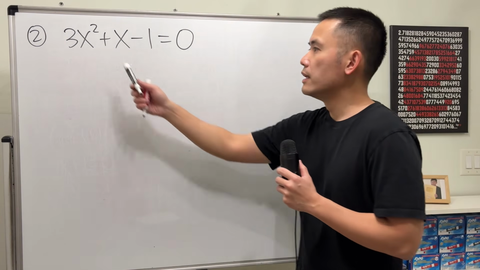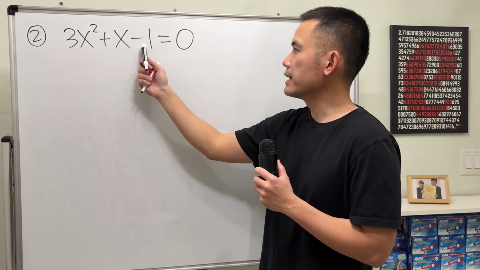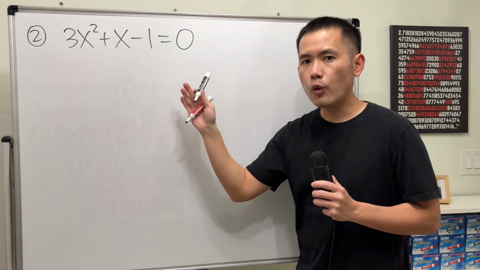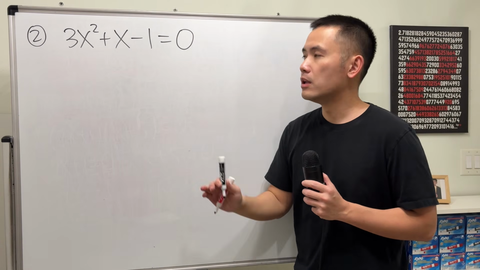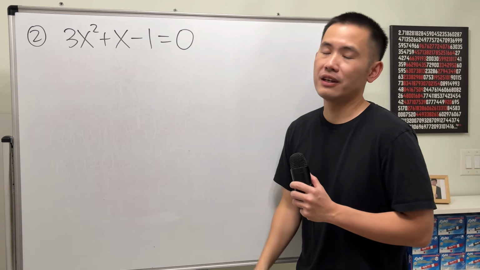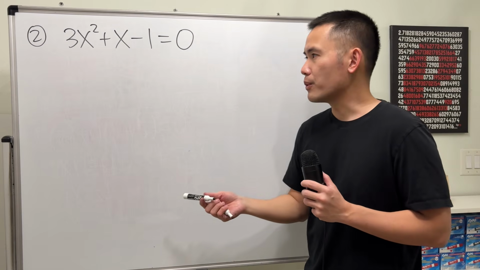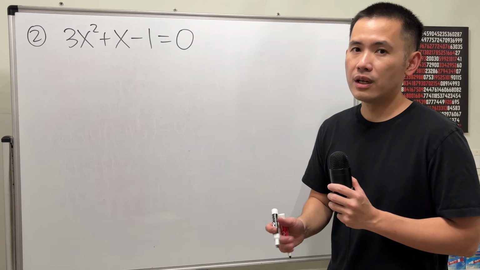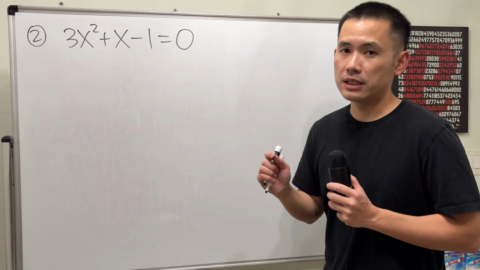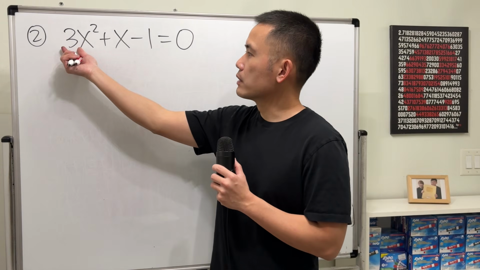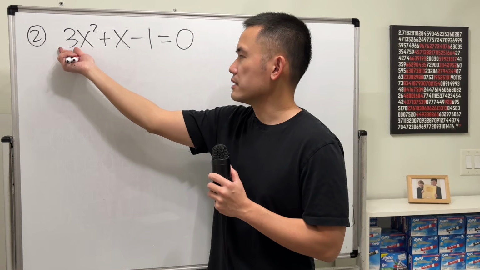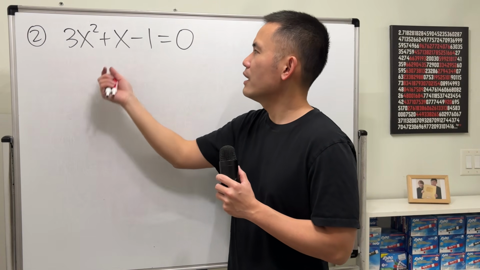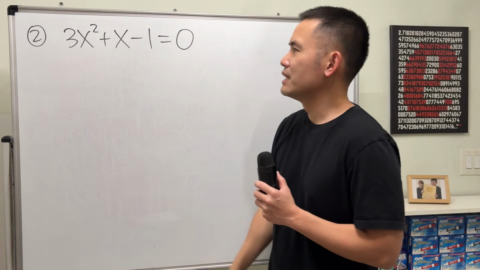For the second one, 3x squared plus x minus 1 equals 0. Unfortunately, this is not factorable. No matter how we try it, it's not factorable. So, either we use the quadratic formula or completing the square. I will go with the quadratic formula this time because we have a coefficient in front of the x squared and that is a 3.